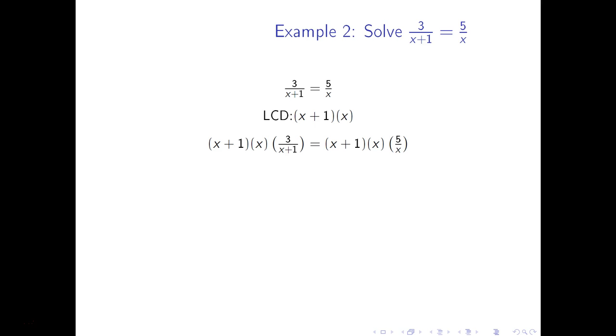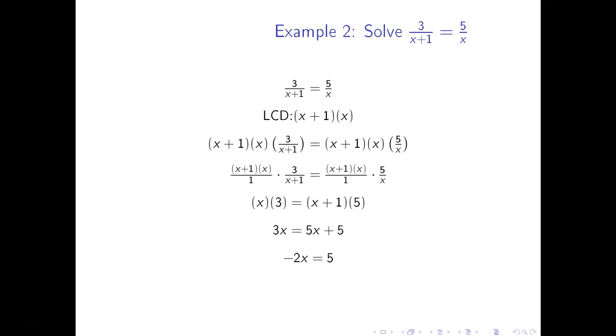All right, as you did this, because again, I can rewrite them as something over 1. When I multiply, notice the x plus 1s cancel, and I'm left with 3 times x, and these x's cancel, I'm left with 5 times x plus 1, or 3x equals 5x plus 5. Subtract 5x from both sides, and I get negative 2x equals 5, or x equals negative 5 halves.